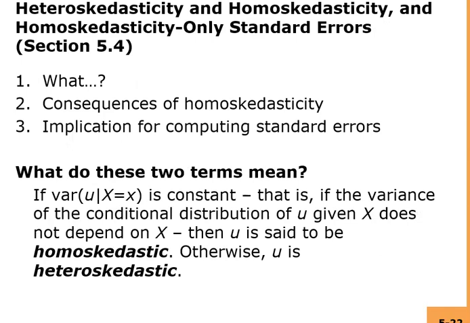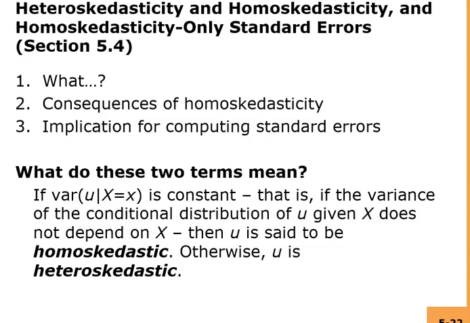Alright, so next we come to the problems of heteroskedasticity and homoskedasticity assumptions. So what does that really mean? What are the consequences of homoskedasticity, and what are the implications of heteroskedasticity when computing standard errors? So what do we mean by homoskedasticity, first of all?